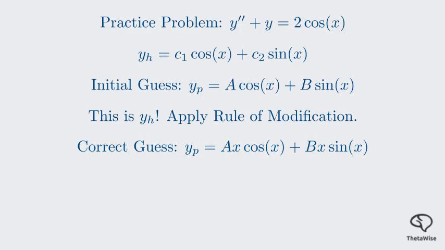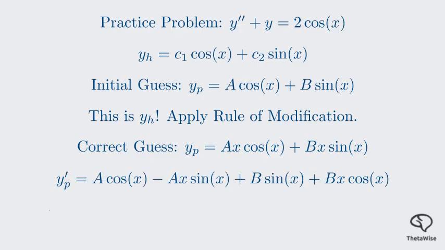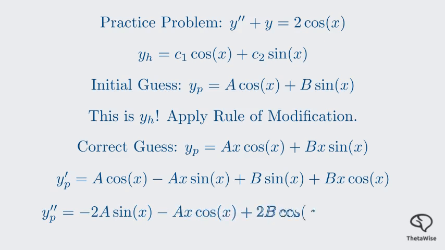Now we find the derivatives. This requires the product rule. Y sub p prime is a cosine of x minus ax sine of x plus b sine of x plus bx cosine of x. Y sub p double prime is negative 2a sine of x minus ax cosine of x plus 2b cosine of x minus bx sine of x.